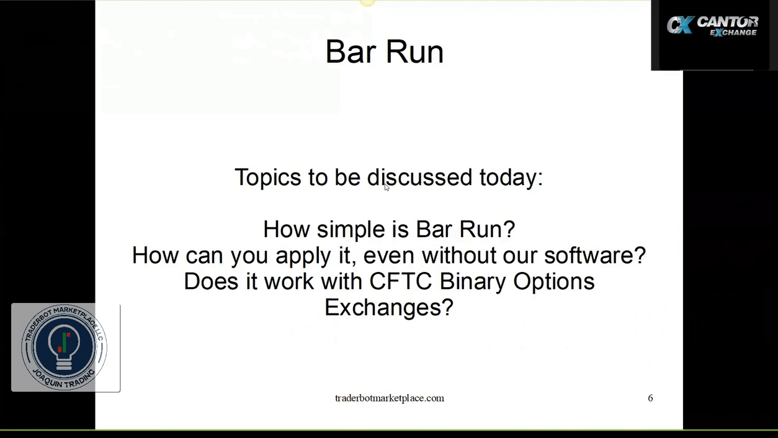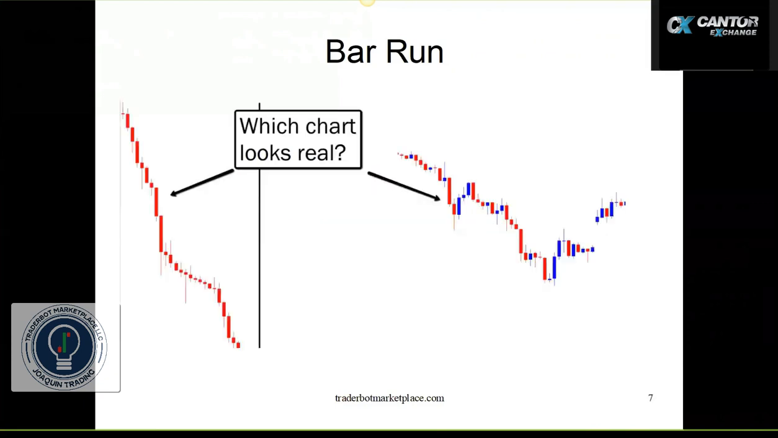Okay, topics to be discussed today. How simple is the bar run? How can you apply it even without our software? And does it work for CFTC regulated binary options exchanges?